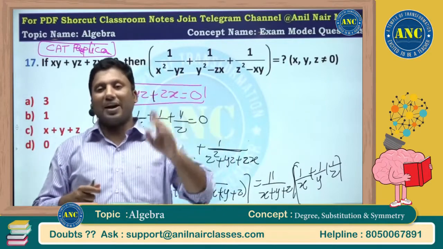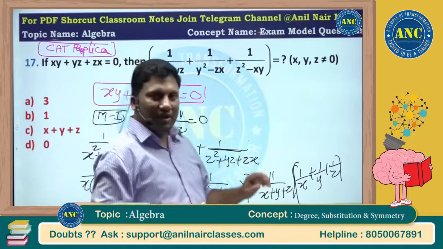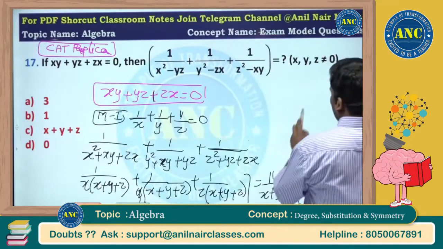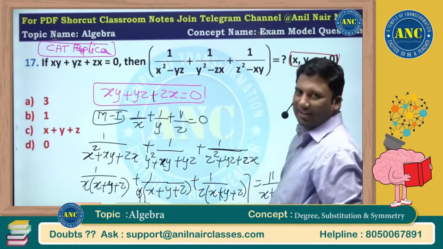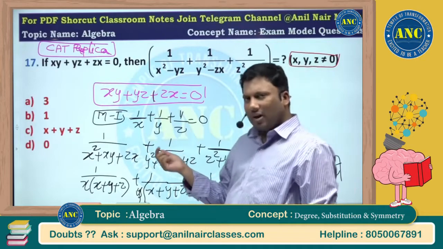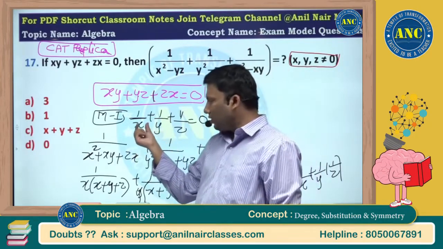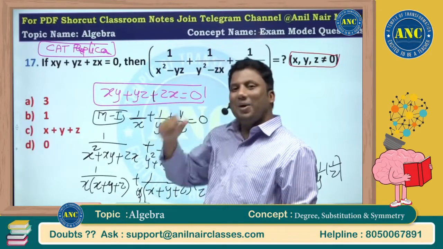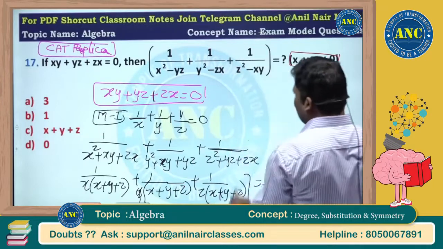If you go back and refer to the IIT JEE algebraic question, the same question will be there. But if you observe carefully, the author is giving you a hint: xyz is not equivalent to 0. Definitely xyz will not be 0, because if x, y, z are 0, the denominator will be 0. Denominator cannot be 0. That is the reason it is given.